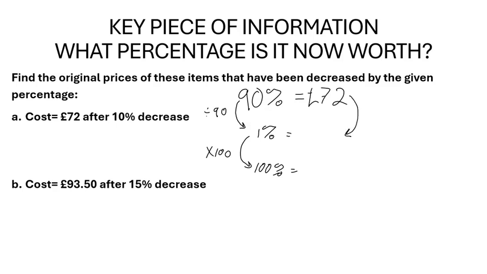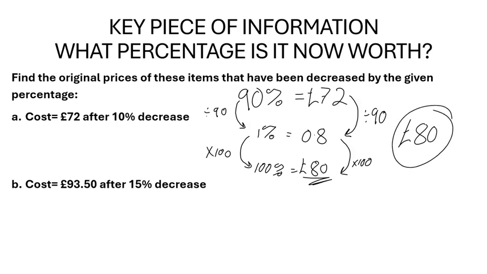So to know what 1% would be, I'm going to take the £72 and divide it by 90. And if I do that, what I get is 0.8. I'm then going to take that 0.8 and times it by 100 to get the original amount. And what I'll end up getting is £80. So in this case, my original amount for this scenario would be £80.